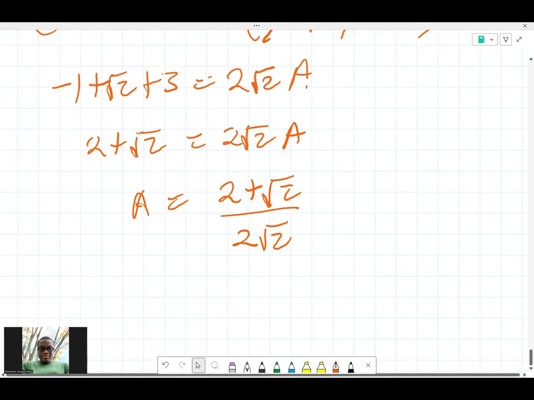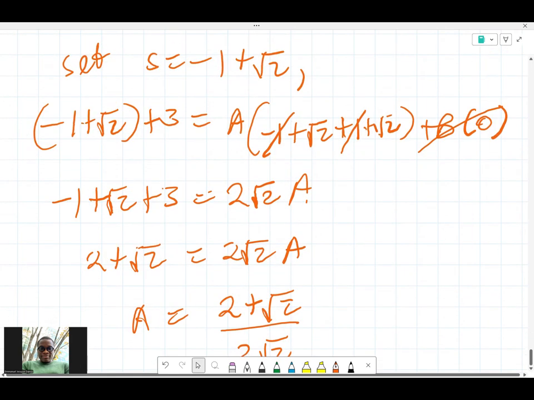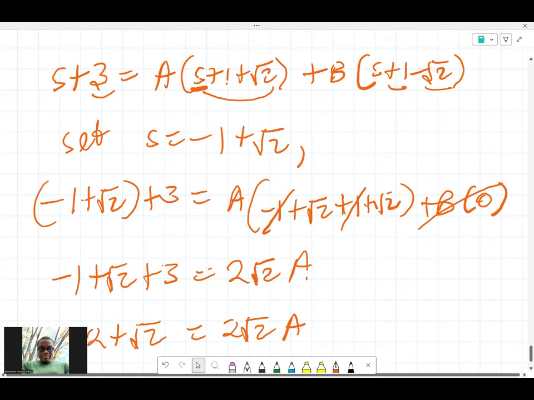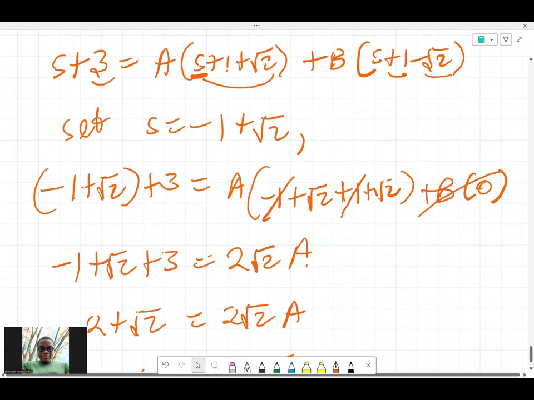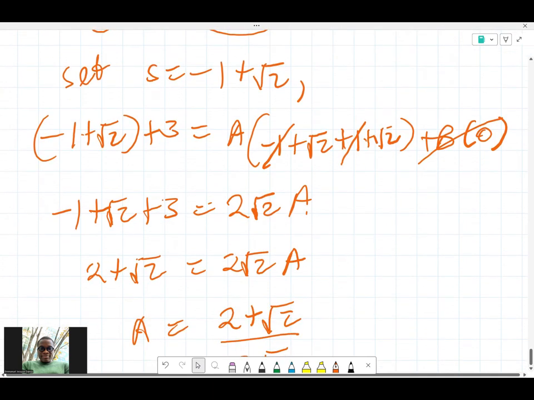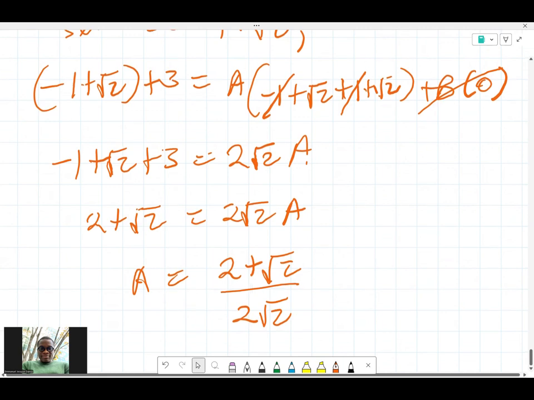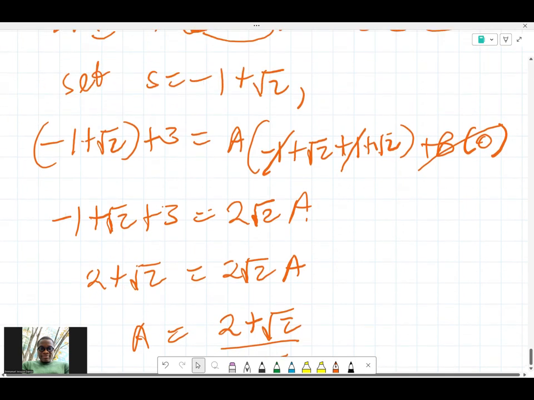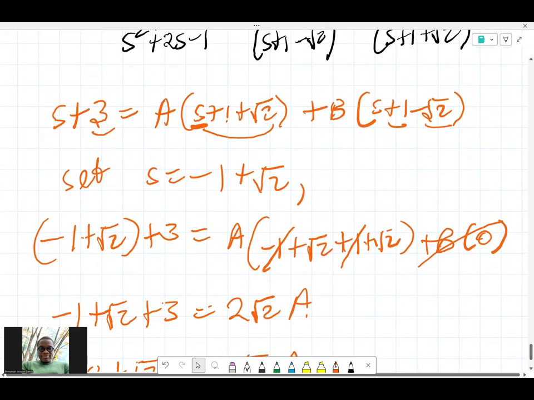What can we do with that? Wait, this is what's happening here. It's 2 plus root 2, 2 plus root 2 all over 2 root 2. What does that mean? I'm trying to see. So for a here, this should be, yeah, minus 1. Minus 1 plus 1 will just go. Then we have plus root 2 plus, so that's 2 root 2.